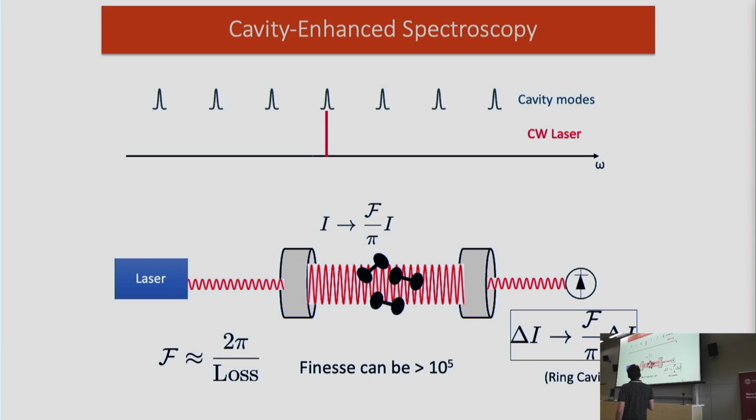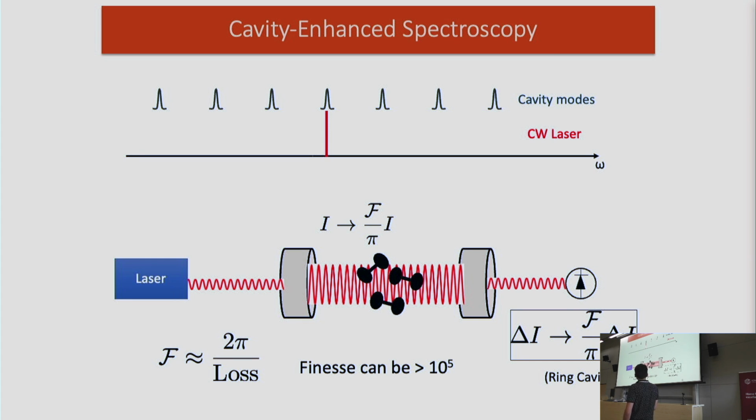And then, okay, so how do we actually do this? How do we do the experiment? Well, we use cavity-enhanced spectroscopy. So we have our cavity, we have cavity modes. It's very common to do this with a CW laser. We essentially build up a standing wave pattern inside the cavity.